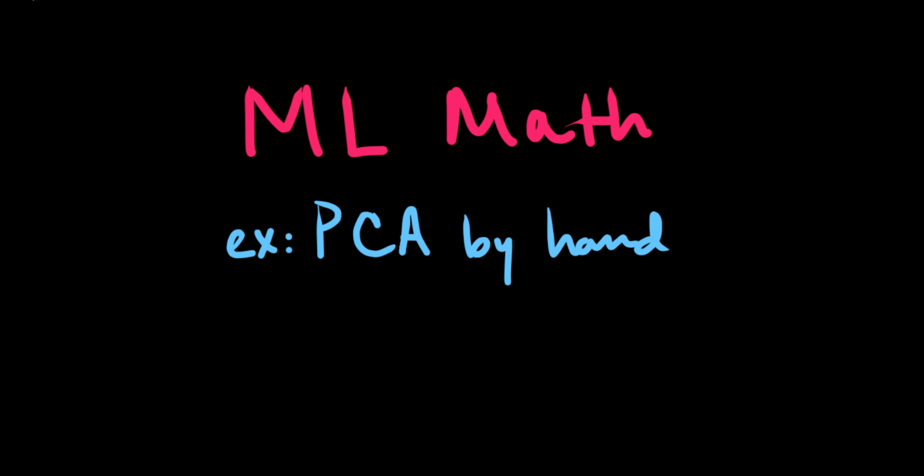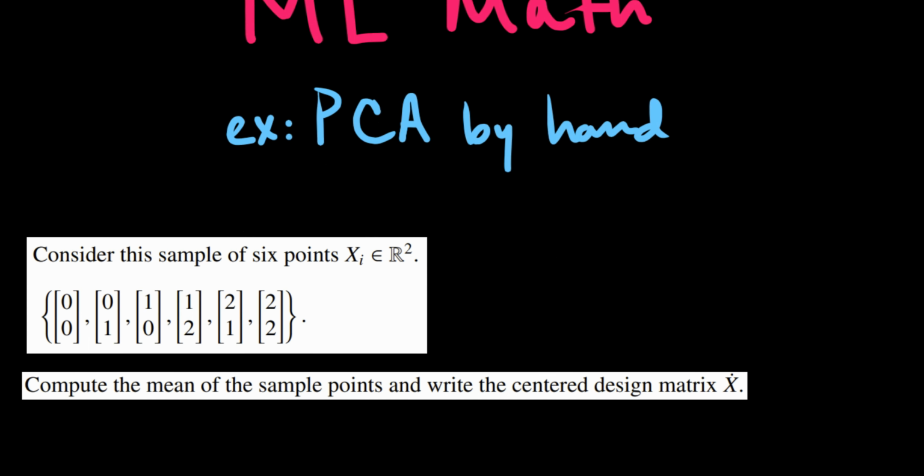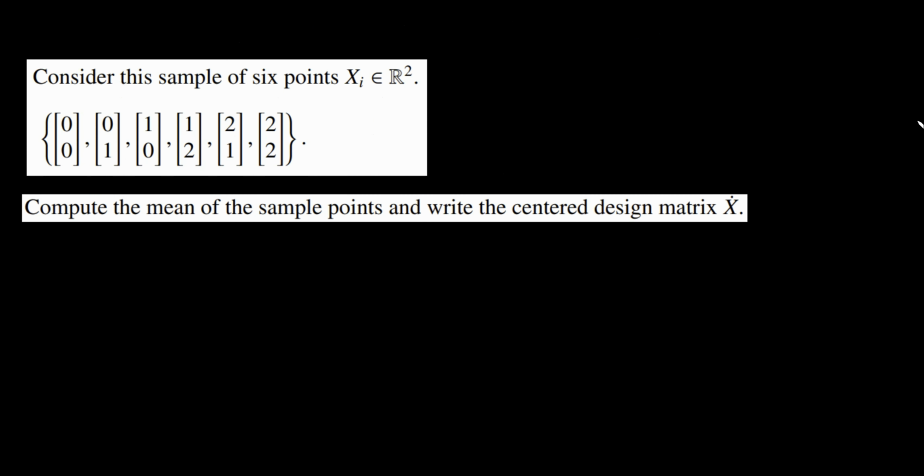Hey guys, so I have an interesting problem here that I saw in a machine learning class where we are supposed to compute PCA by hand. So let's take a look. It says consider this sample of 6 points. Each point is an x sub i in R2. And here are the points here.